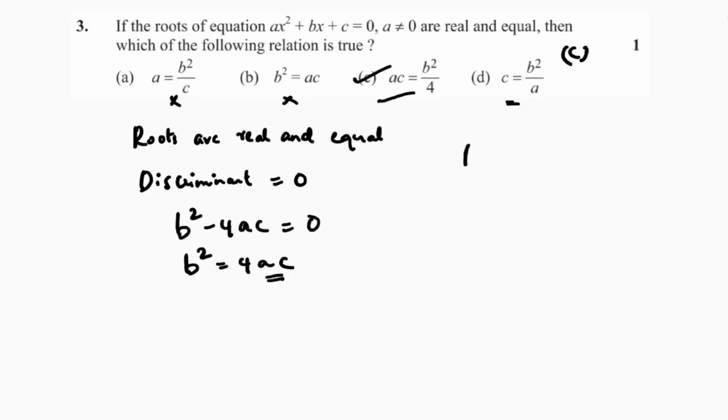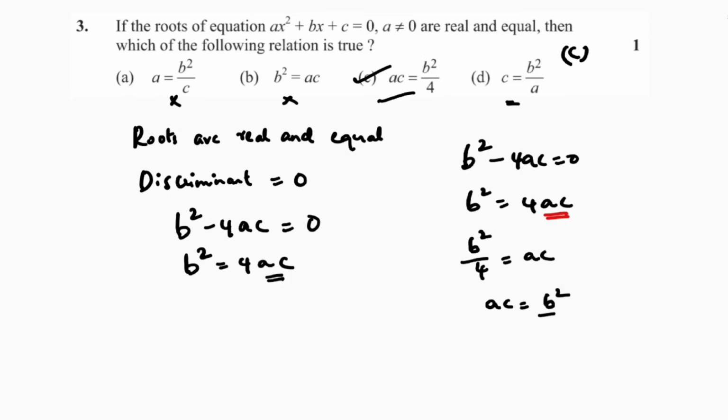C I'll write here. B square minus 4ac equals 0. B square equals 4ac. If I make AC as the subject, b square by 4 equals AC. So AC equals b square by 4.